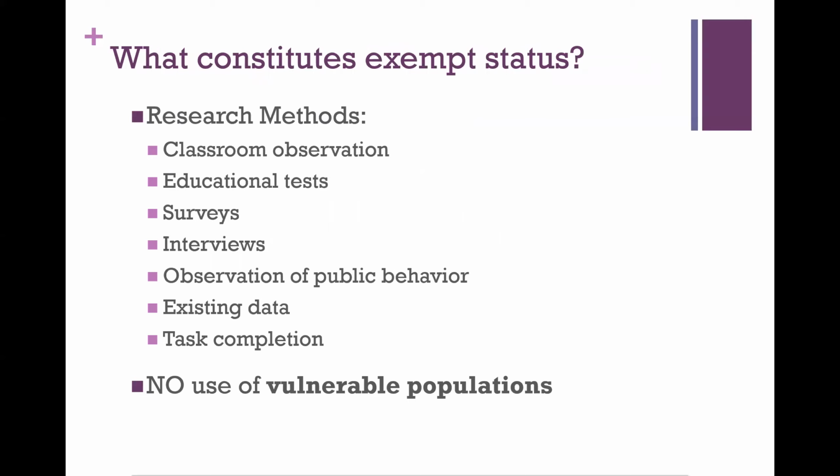Here are some examples of research methods that would be exempt from IRB review. We have classroom observation, interviews, task completion, and observation of public behavior. Please note that there is no use of vulnerable populations in this level of review.